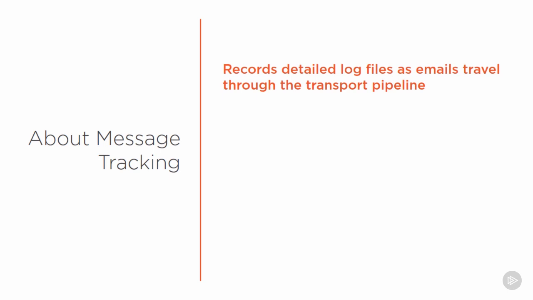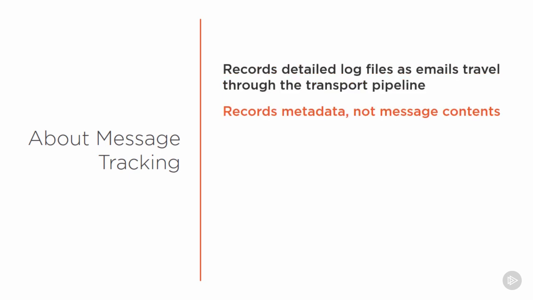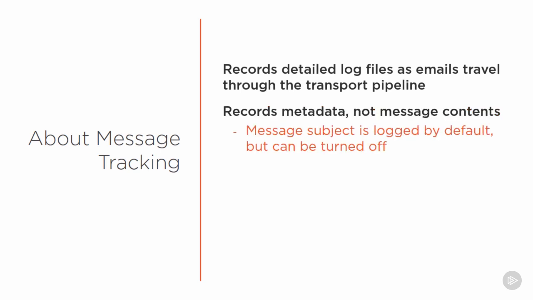Tracking of email messages is somewhat of a sensitive topic these days. So let me just point out now that message tracking doesn't record any message contents other than the message subject. And you can turn off message subject logging if you need to. The rest of what is recorded in terms of metadata about the email messages themselves are details such as the sender, recipient, date, time, and overall message size.